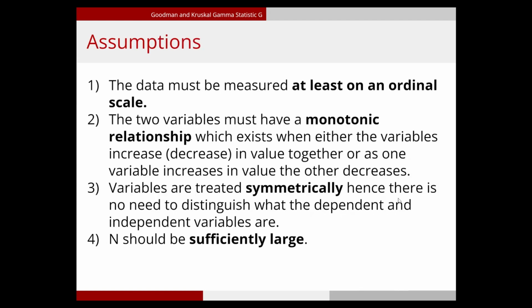So for the assumptions of the gamma statistic G, the data must be measured at least on an ordinal scale. Second is the two variables must have a monotonic relationship, which exists when either the variables increase or decrease in value together, or as one variable increases in value, the other decreases. Third is variables are treated symmetrically. So hindi mo kailangan ditong i-distinguish kung alin yung dependent or independent variables. And fourth, n should be sufficiently large since later on we will be using normal approximation sa hypothesis testing.